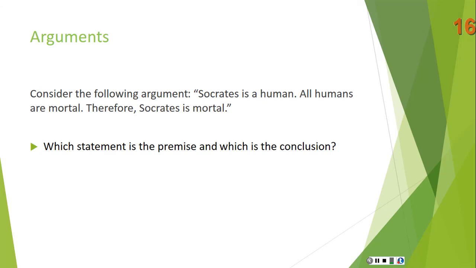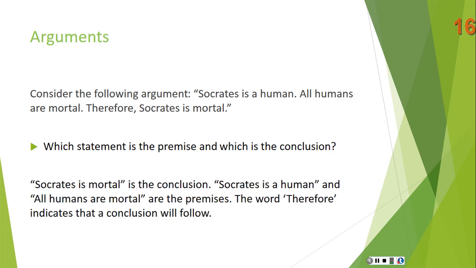Okay, consider the following argument. Socrates is a human. All humans are mortal. Therefore, Socrates is mortal. Which statement is the premise and which statement is the conclusion? Socrates is mortal is the conclusion. Socrates is a human and all humans are mortal. Those are the premises. The word therefore indicates that a conclusion will follow.